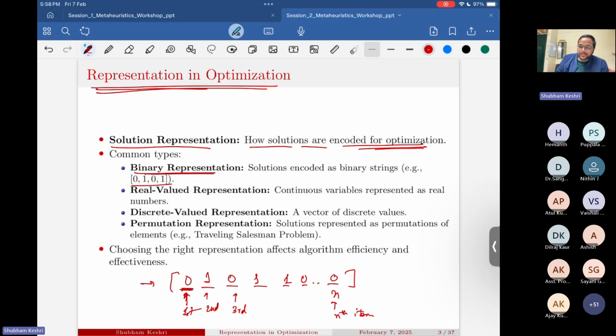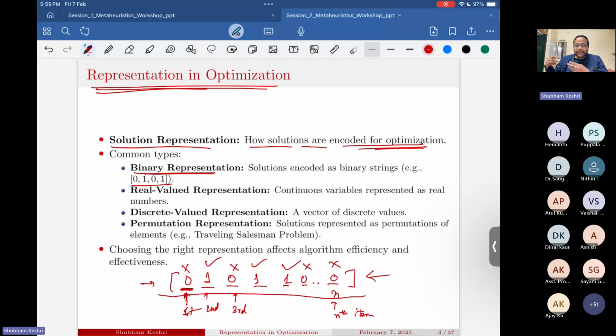And this solution says that the 0th item is not picked, the first item is picked, the second item is picked, the third item is not picked, the fourth and fifth are picked, the sixth is not picked, the nth is not picked. This is how you decode the representation. This is how you encode the solution. This is an encoding. That is, you have encoded some information in this vector.